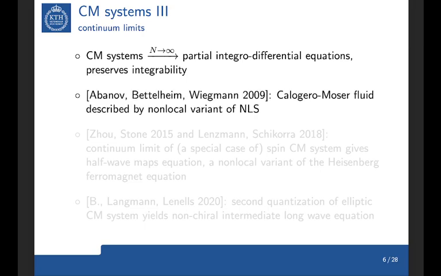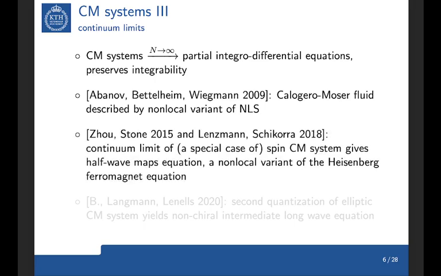This approach was pioneered by Abanov, Bettelheim, and Wiegmann, who studied a fluid of Calogero-Moser particles and showed that this fluid is described by what they called the bidirectional Benjamin-Ono equation, which turns out to be equivalent, after a Madelung transformation, to a non-local version of the nonlinear Schrödinger equation.